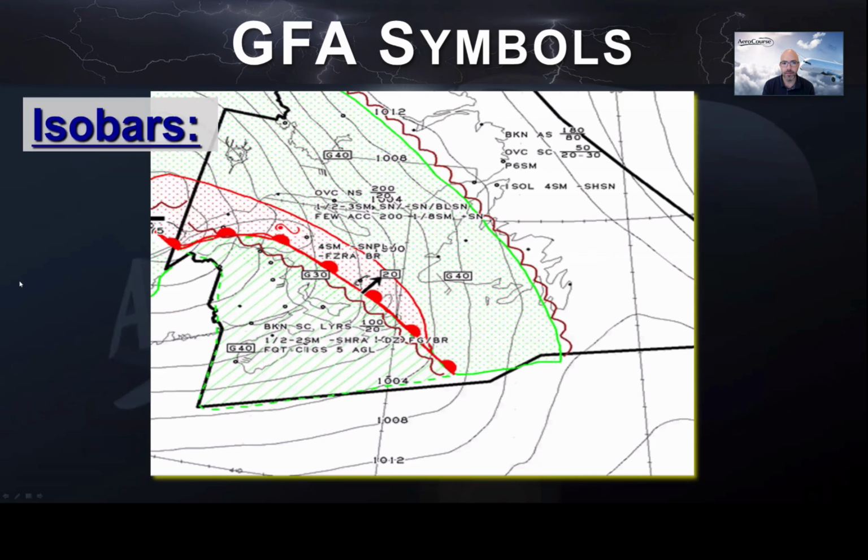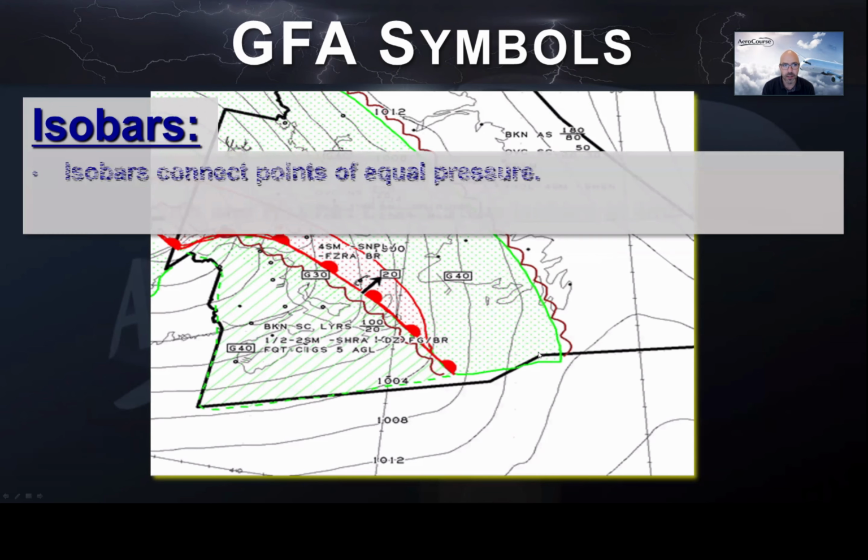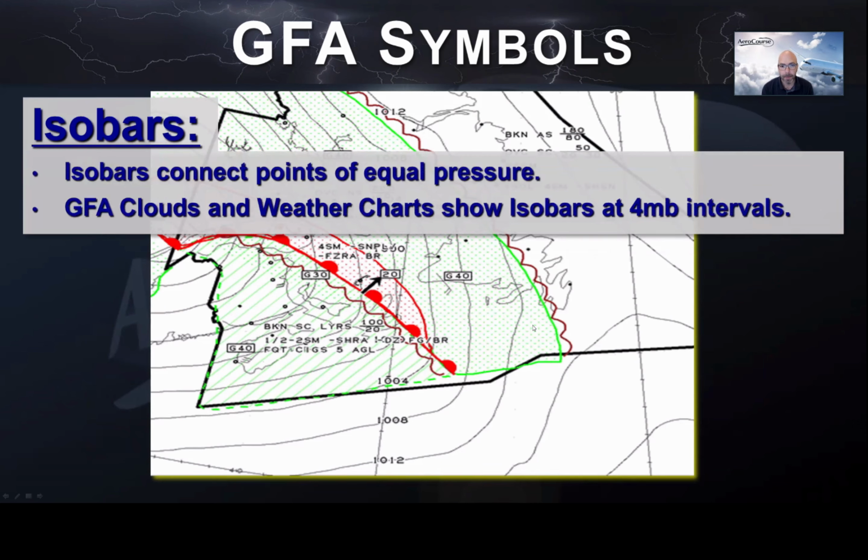Isobars, remember these? Don't forget, this is a good opportunity for them to ask you to identify what a particular isobar value is. And you can see it still follows what I told you. 1,000 is the baseline, everything's 4 apart. And they connect, of course, areas of equal pressure, and air flows parallel to the isobars. They are on the clouds and weather charts.